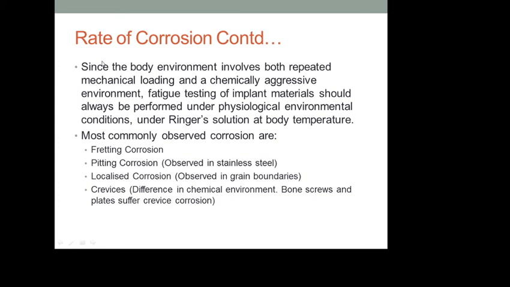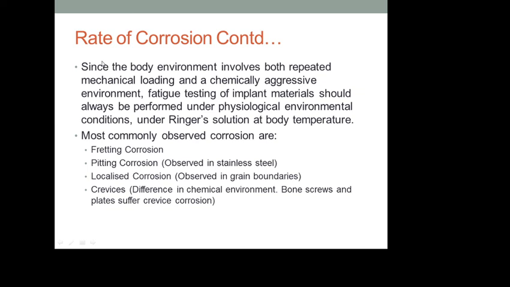So the most commonly observed corrosion types are fretting. So fretting means just formation of small bumps around the surface of the material. Pitting corrosion means formation of pits, small holes around the metal, and that is commonly observed in stainless steel. So localized corrosion is generally observed around the grain boundaries, and then crevice corrosion occurs due to difference in chemical environment.